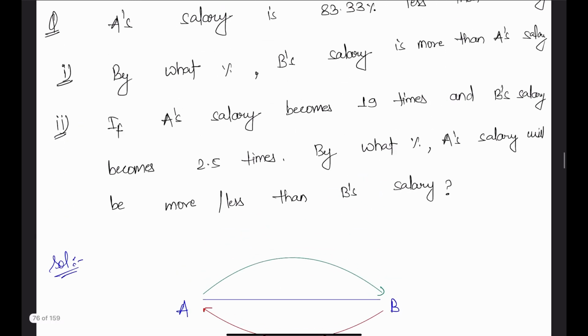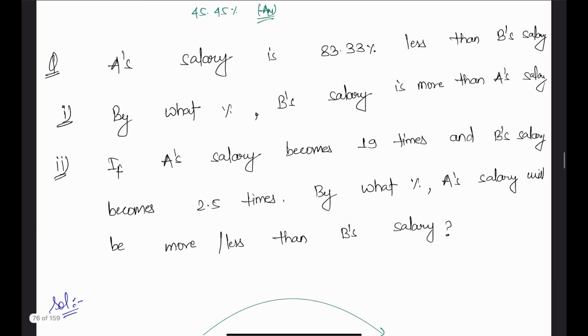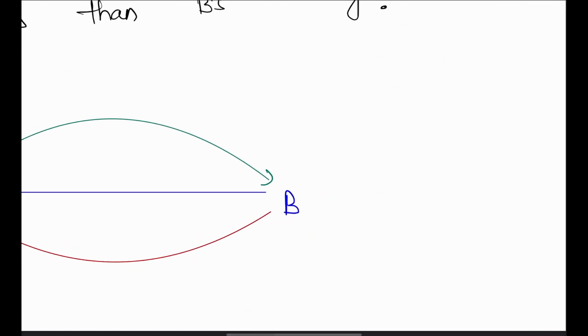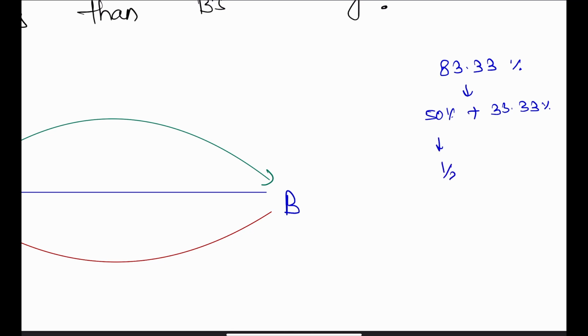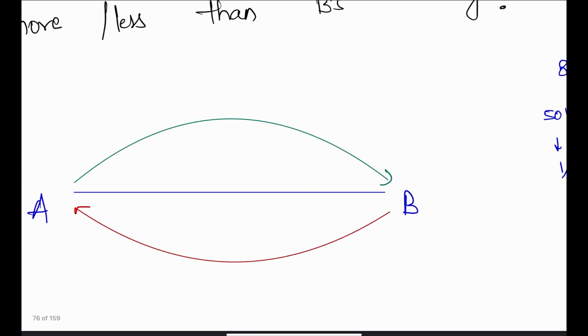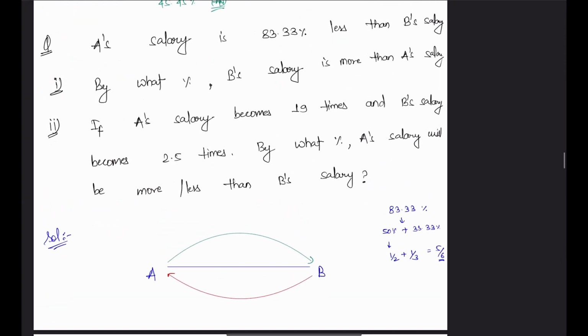So A's salary is 83.33% less than B's salary. 83.33 can be 50% plus 33.33%, so it is nothing but 1 by 2 plus 1 by 3. This is nothing but 5 by 6. Okay, so it is in terms of less than.